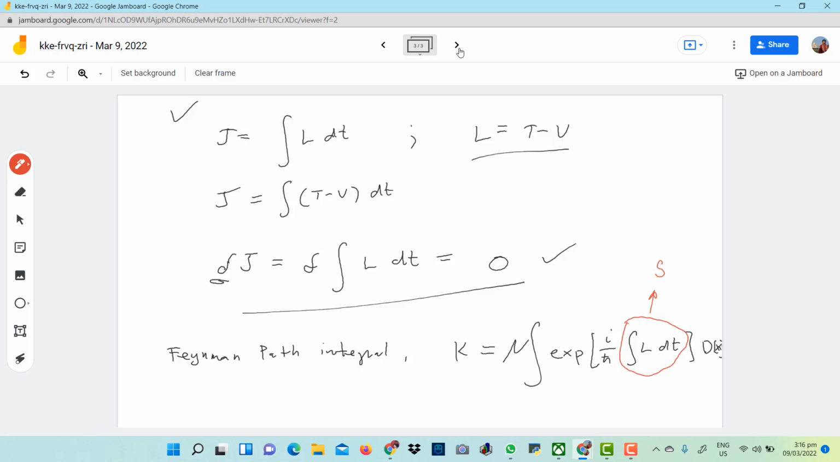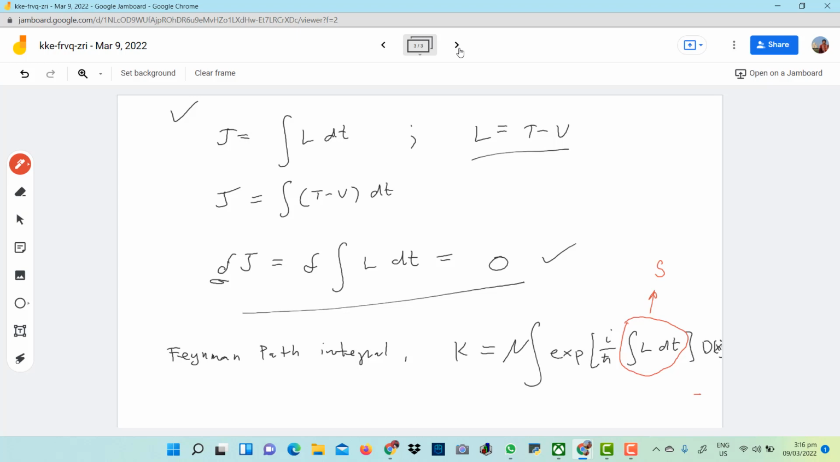We call this the principle of least action. So both the Feynman path integral and Hamilton's variational principle use this integral of L dt.